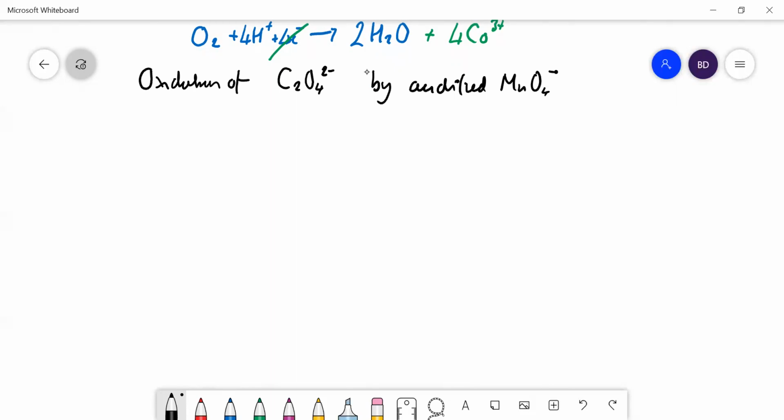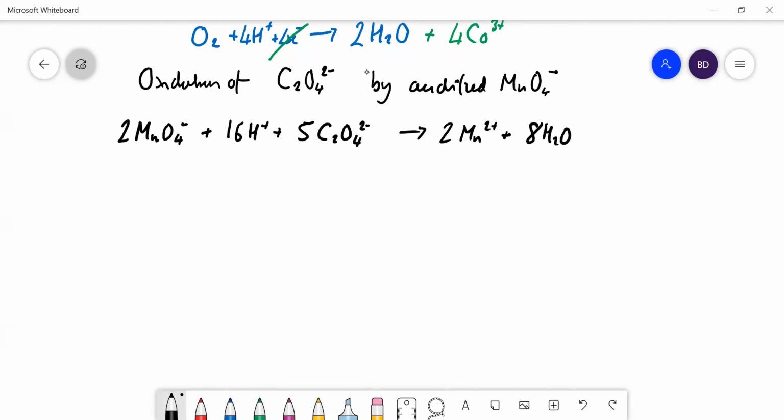So the equation for that is 2MnO4-, and you need 16H+, 5 ethanedioate ions, and that will go to 2 manganese 2+, you get 8H2O, and all of the ethanedioate ions are oxidized to carbon dioxide, so you're going to get 10 carbon dioxides there. So that's a tricky equation to balance.